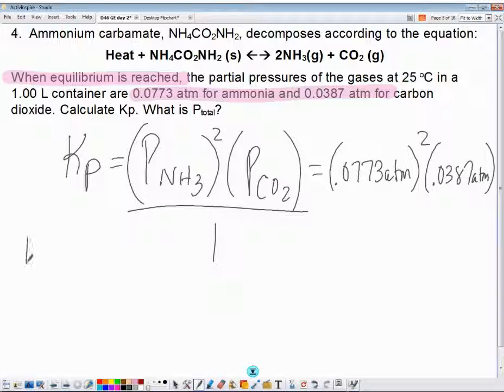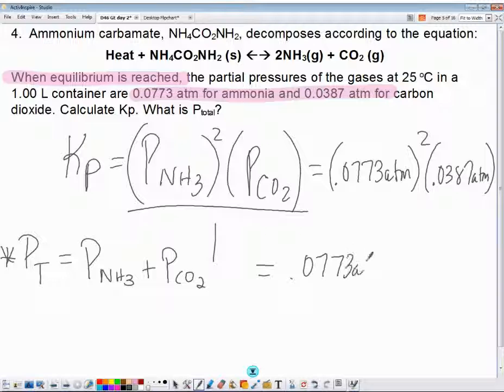All right, last little piece here, and then we're done with this question, is total pressure is going to be equal to the pressure of the NH3 plus the pressure of the CO2. Is that a regular chemistry concept right there? Yes, it is. So all I'm doing is taking my two pressures of 0.0773 and 0.0387, and I'm just adding them together. That is an addition sign. And I get 0.116 atmospheres to be my total pressure for these gases.